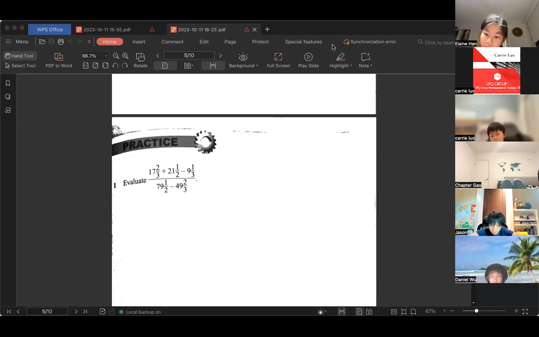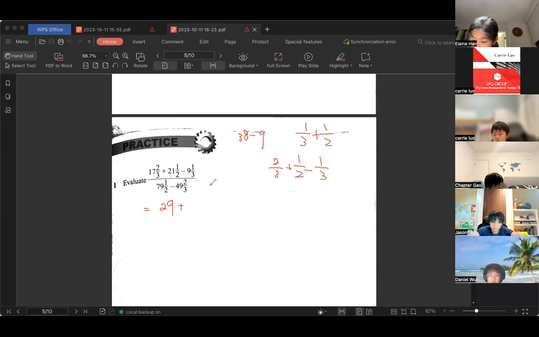Okay, so how do we do this one quickly enough? We can just put the fractions together and the whole numbers together, right? So the number part is 17 plus 21 equals 38, minus 9 equals 29. And the fraction part, 2 over 3 plus 1 over 2 minus 1 over 3 equals 1 over 3 plus 1 over 2 equals 5 over 6.